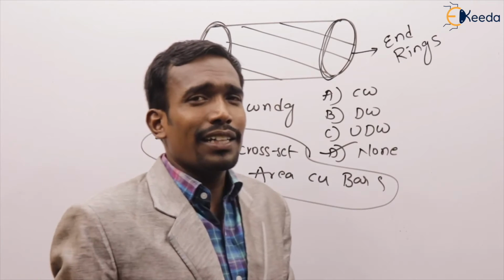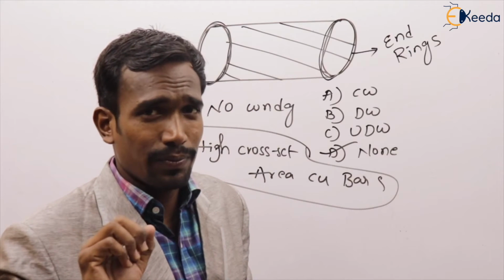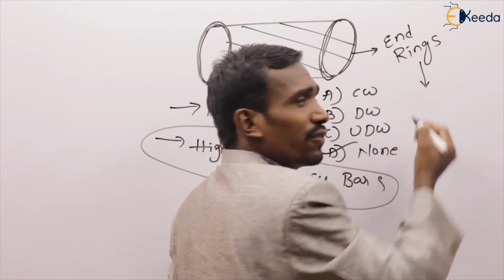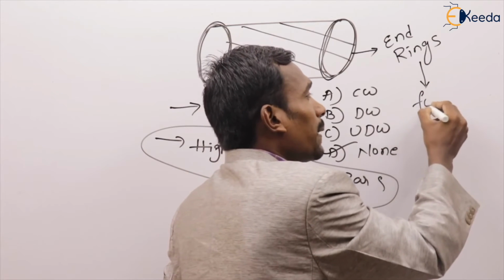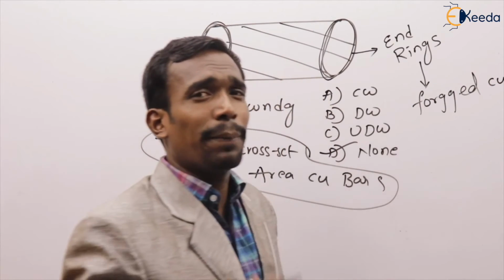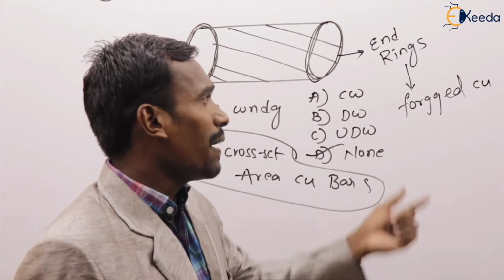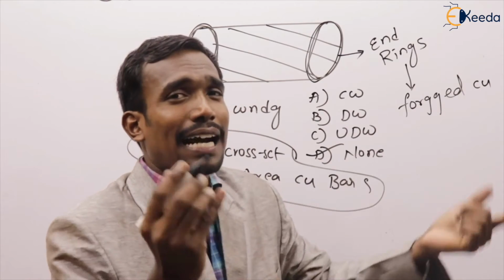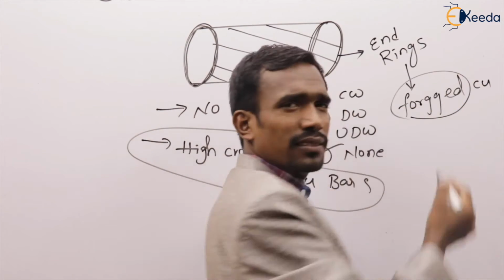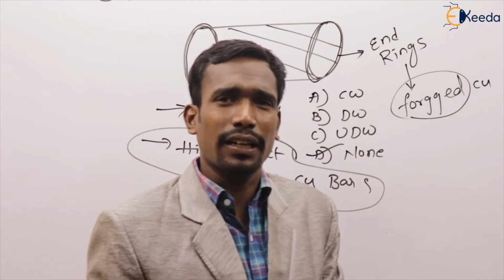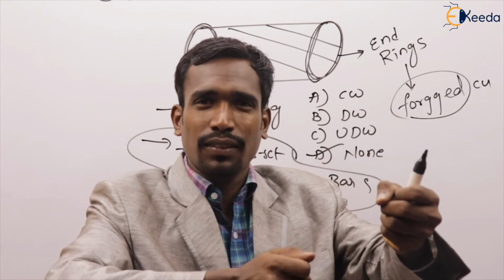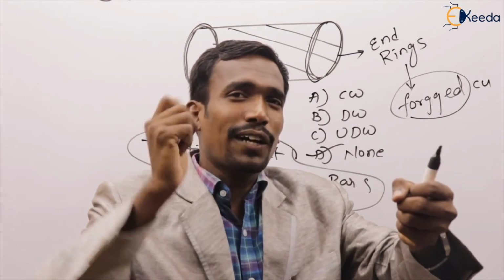Can you tell me what the end rings are made of? End rings are made of forged copper or copper alloy. What is the meaning of forging? Forging is nothing but the process of continuous hammering.